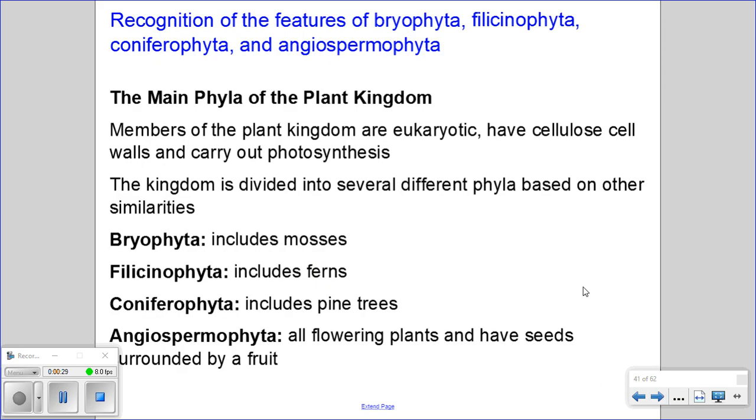Members of the plant kingdom are eukaryotic, have cellulose cell walls, and carry out photosynthesis. The kingdom is divided into several different phyla based on other similarities. The phyla that we will cover in this video are the Bryophyta, which include mosses, the Filicinophyta, which include ferns, the Coniferophyta, which include pine trees, and the Angiospermophyta, which are all flowering plants and have seeds surrounded by a fruit.